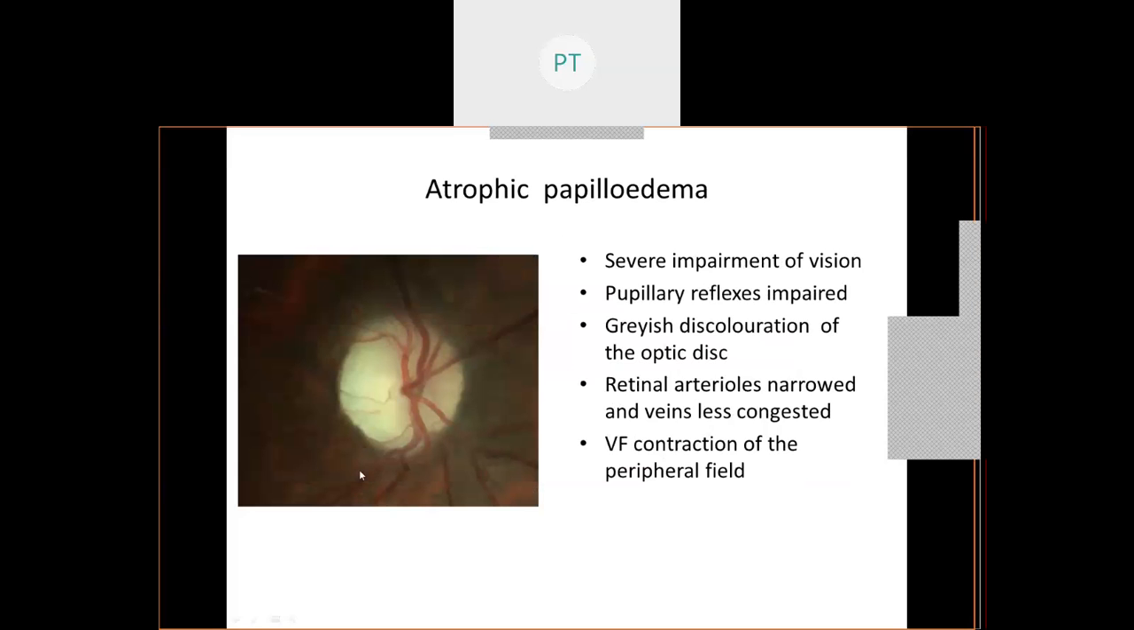Atrophic papilledema develops after 6 to 9 months of chronic papilledema, and it is characterized by severe impairment of vision. Your pupillary reflexes now become impaired. There's a grayish discoloration of the optic disc. The retinal arterioles become narrowed and the veins are less congested. On visual field testing, there is eventual severe contraction of the field of vision.